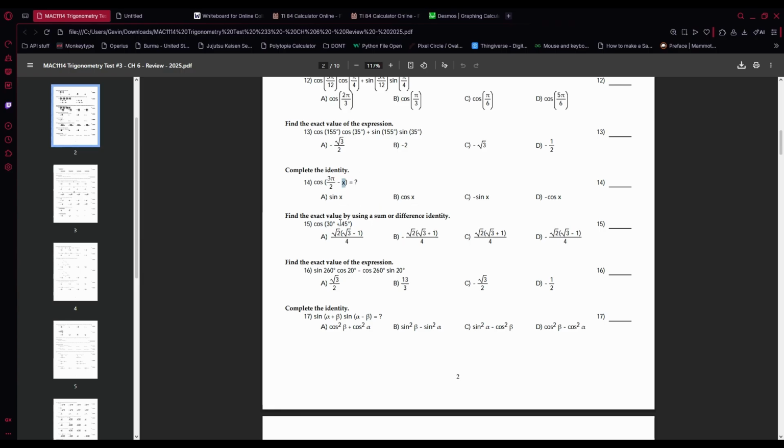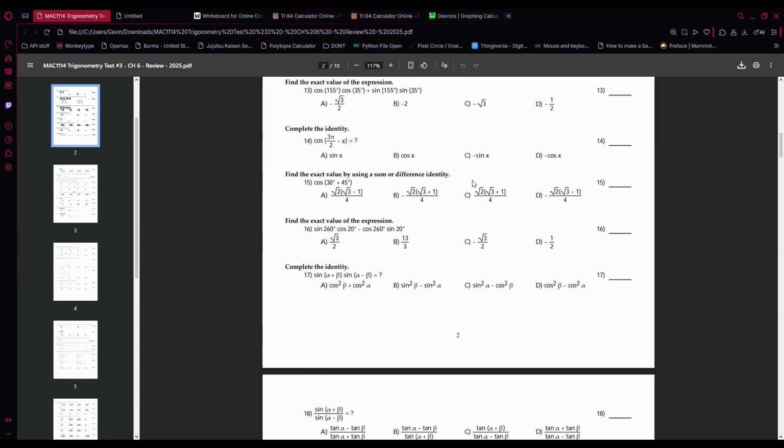So you could do 0, you could do sine x. Actually, 0 wouldn't work because of the negative. It wouldn't matter, but you get the point. You can put in some test values, see what works, see what doesn't, because you probably won't have Desmos on the test.